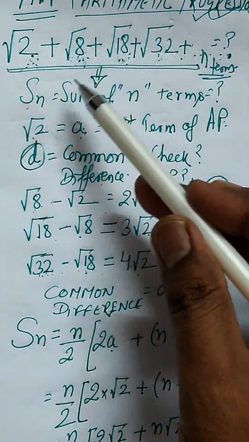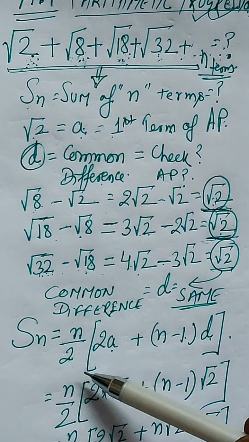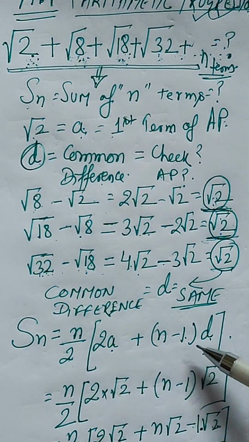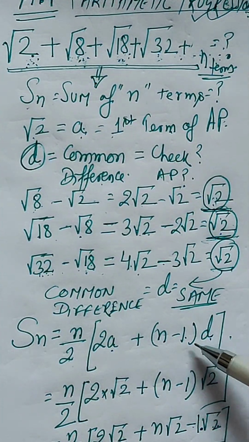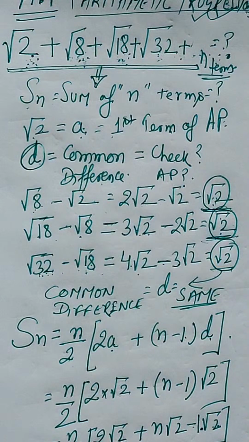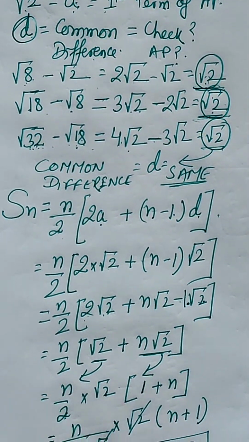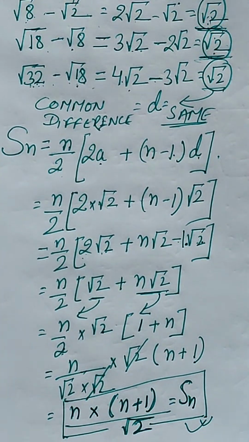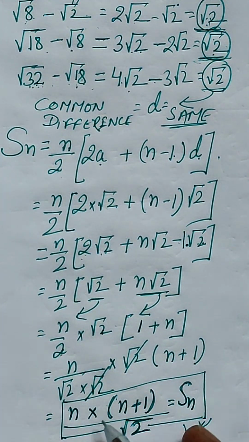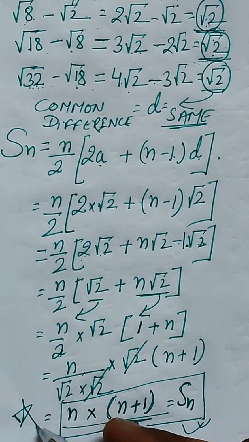So if this is an AP, then the sum of the n terms of the AP will be n by 2 times 2a plus n minus 1 into d. That is the sum of the n terms of the given series of AP, right? And when we put in the values and did the simple calculations, we found the sum of n terms of that AP as n into n plus 1 by root 2, which is our answer.